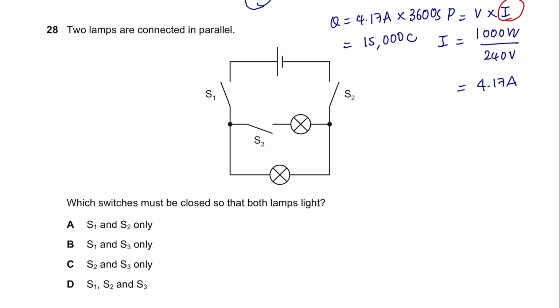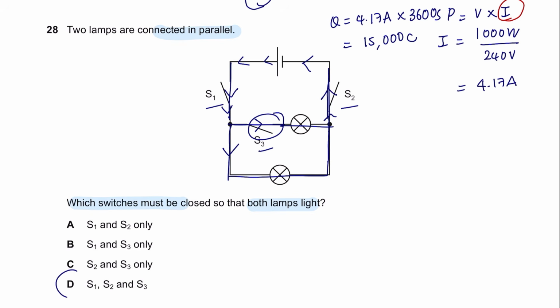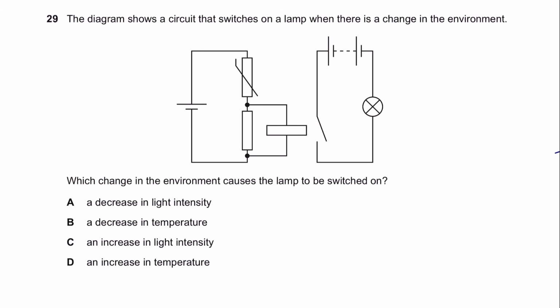Next, question 28. Two lamps are connected in parallel. Which switches must be closed so that both the lamps light? So you have the conventional current flowing in this direction. This has to be closed, and then the current has to flow in both directions, so this one has to be closed. And then when the current returns, this has to be closed as well, so that the circuit is complete. So looks like all the switches have to be closed. Your answer is D.